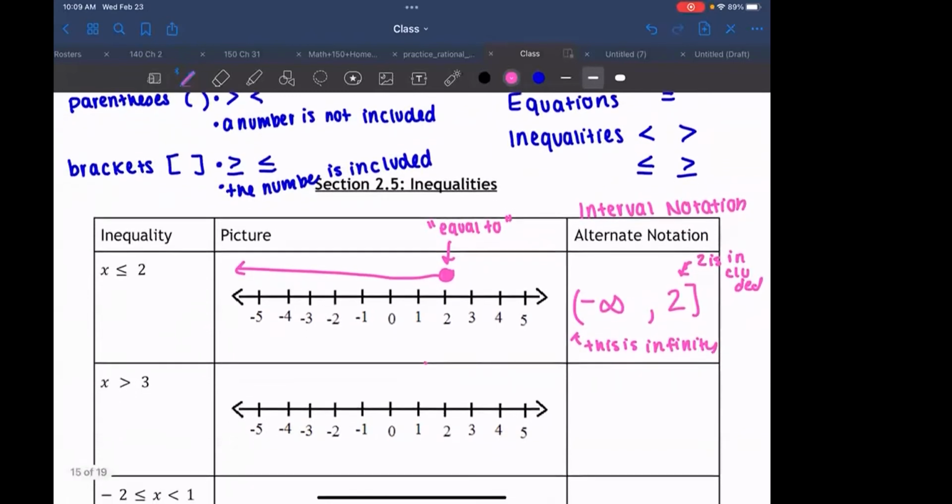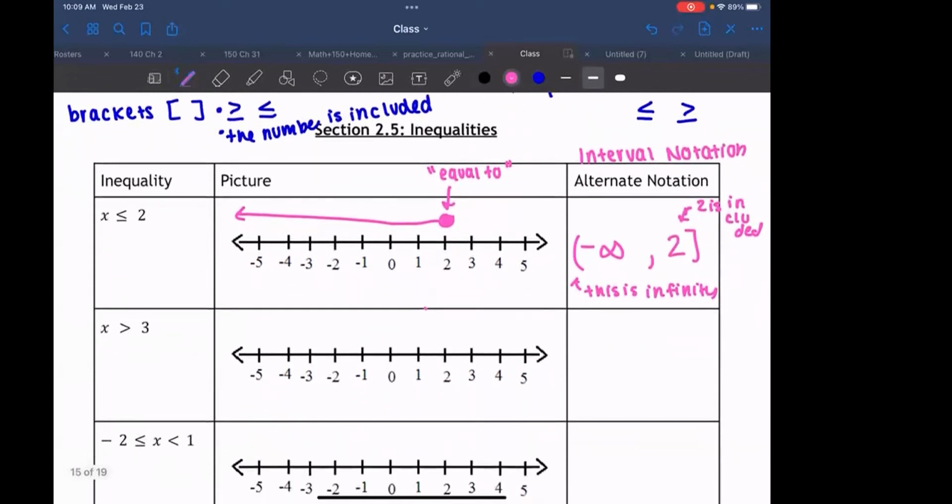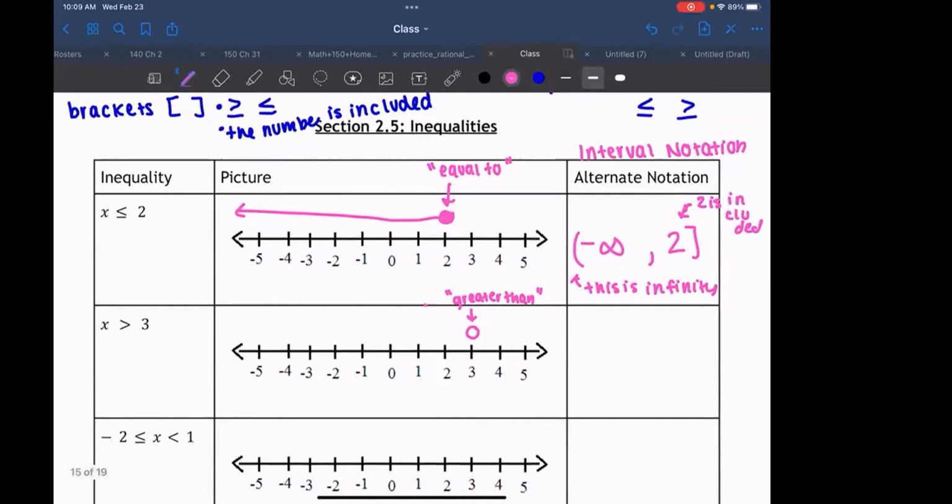Okay, let's look at the second example. x is bigger than 3. I guess I can plot 3, right? Put a circle. Should I fill in that circle? No, right? Because greater than isn't greater than or equal to, so I'm not going to fill in the circle. This is greater than, but not equal to. And is my line going to extend to the right or to the left? To the right, right?